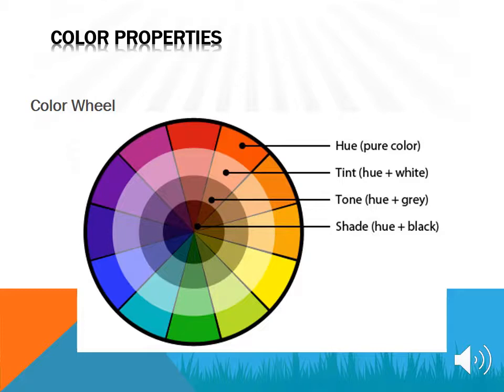Hue is the pure color, and tint is the original color added with white. Tone is the original color or hue added with gray. Shade is the original color or hue added with black.